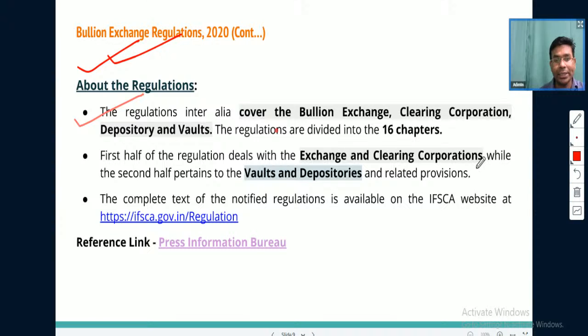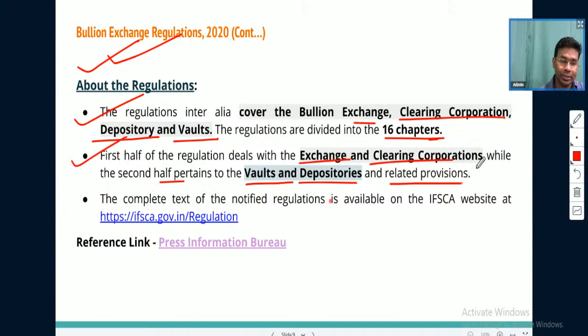The regulations cover the bullion exchange, clearing corporations, depository and vaults. The regulations are divided into 16 chapters. The first half of the regulations deals with the exchange and clearing corporations, while the second half pertains to the vaults and depositories and related provisions. The complete text of the notified regulation is available on the International Financial Services Centers Authority website over here.